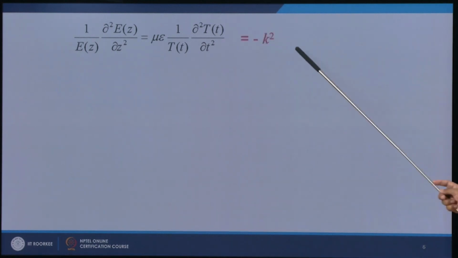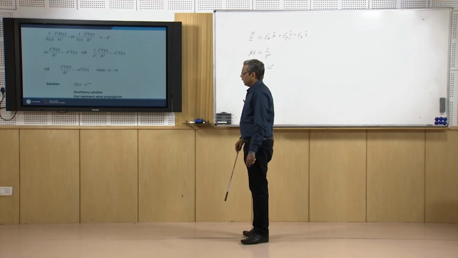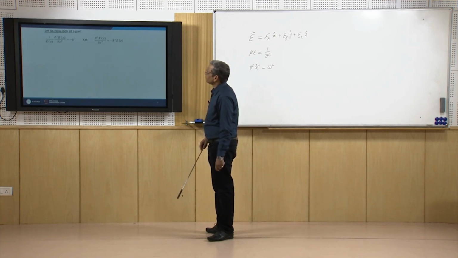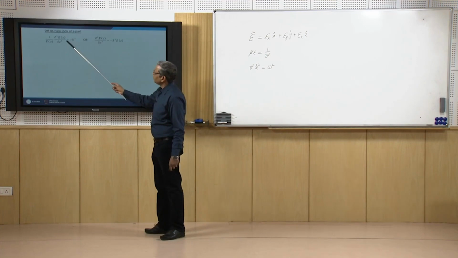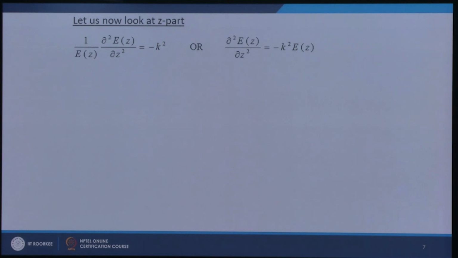I take it as minus k², and now if I do the same thing and get the solution, it is of course e to the power plus minus iωt, which is an oscillatory solution. Now, let us look at the z part. The z part is 1 over E ∂²E/∂z² equals minus k², or ∂²E/∂z² equals minus k² E. Then the solution of this equation is simply of the form e to the power plus minus ikz.